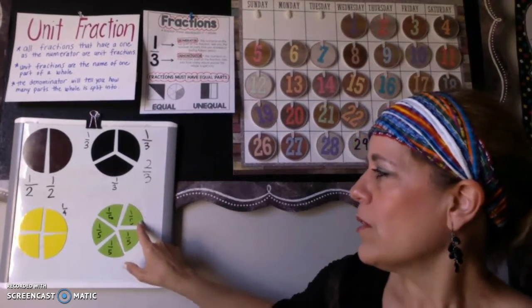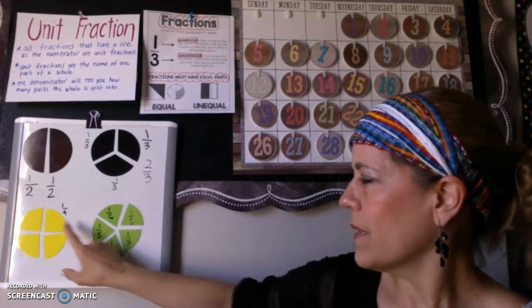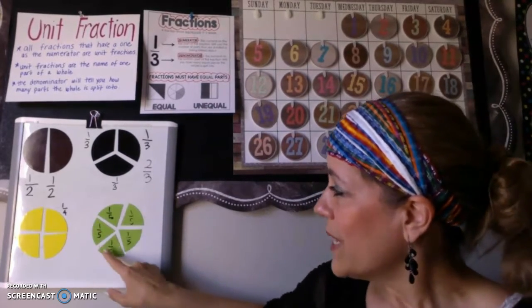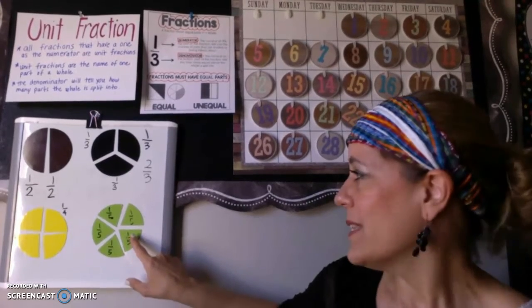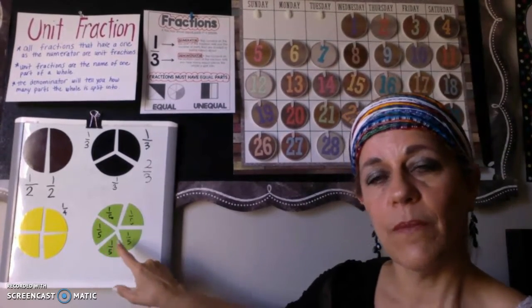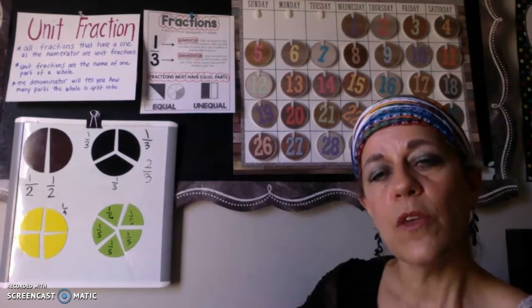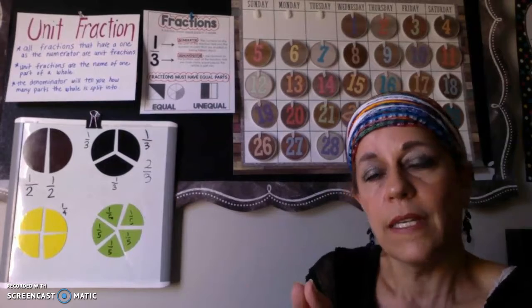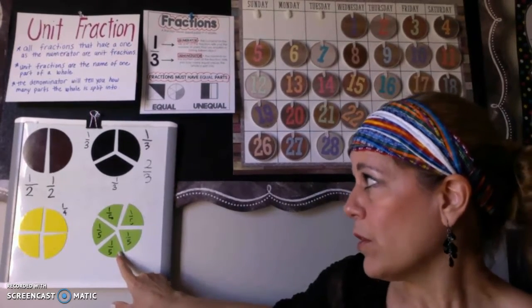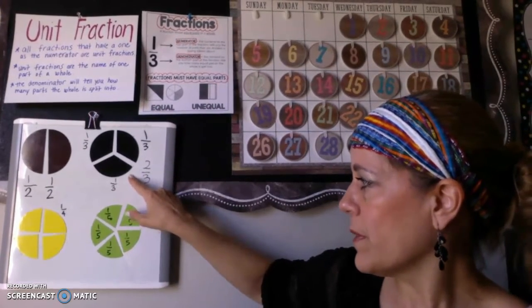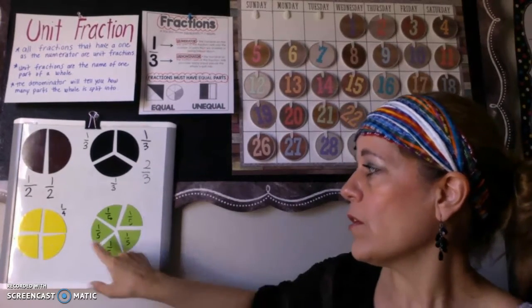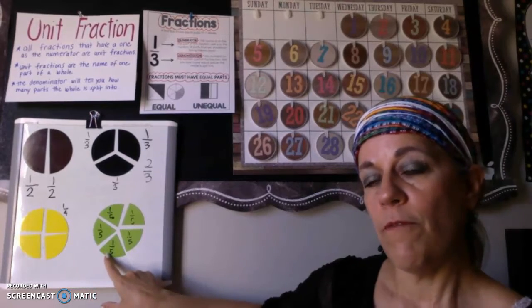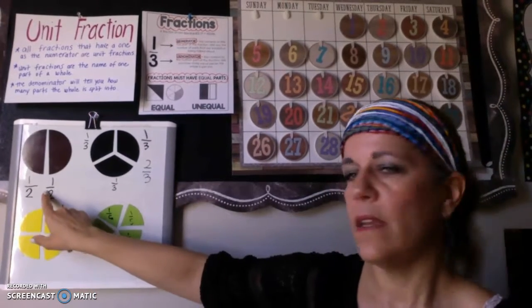1/5 is smaller than 1/4, even though the number 5 is a bigger number, because when it's the denominator, that means that's how many pieces my whole is divided into. So the more pieces we have, the smaller those pieces are. So 1/5 is smaller than 1/3. 1/5 is smaller than 1/4, and I can see that it's smaller. 1/5 is smaller than a half.